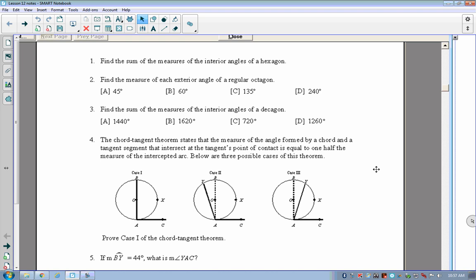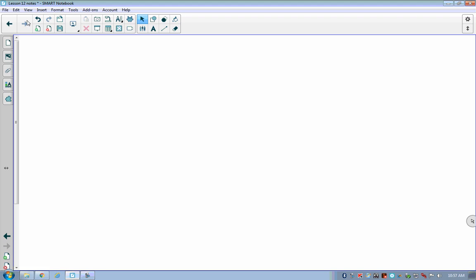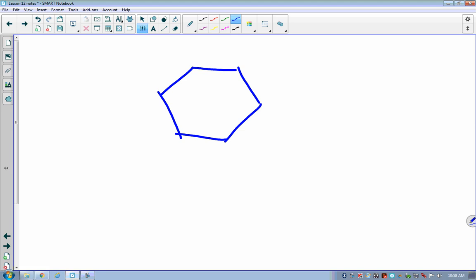So this says find the sum of the measures of the interior angles of a hexagon. I want to show you that we have a formula for this, but also why that formula works. Okay? I'm going to come over here. We're going to draw a hexagon real quick. How many sides does a hexagon have? 6. Now, it doesn't really matter. Let's see, 1, 2, 3, 4, 5, 6.